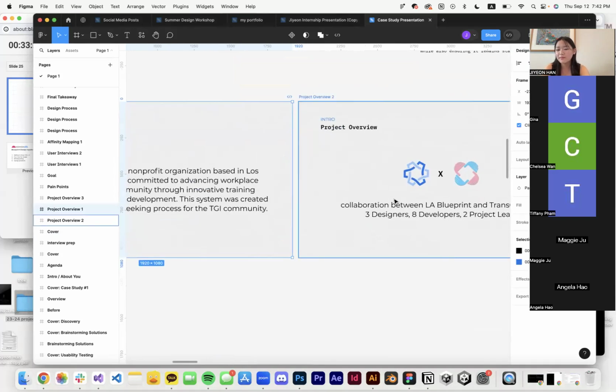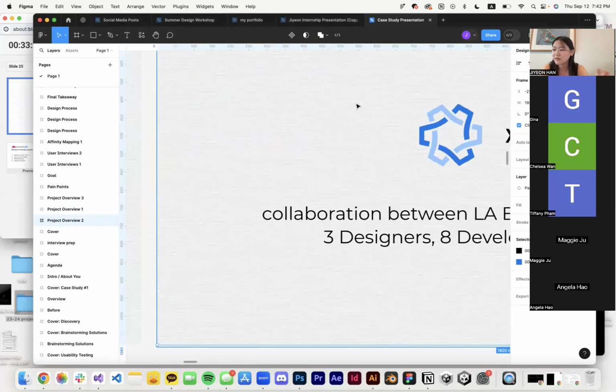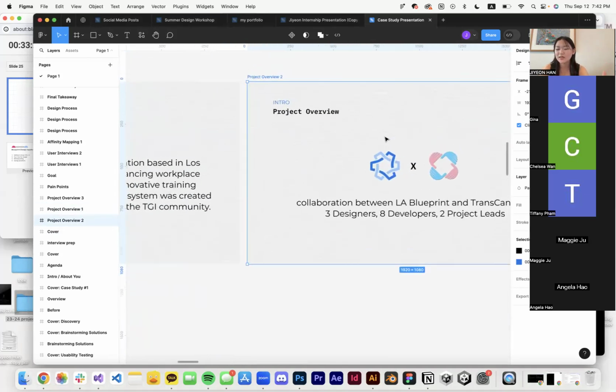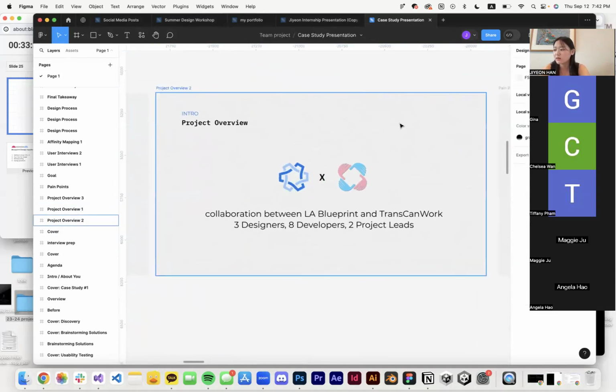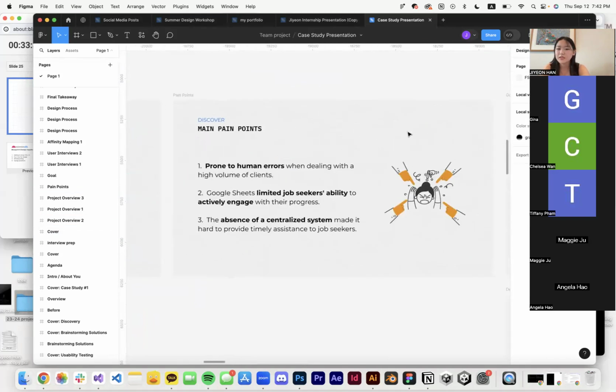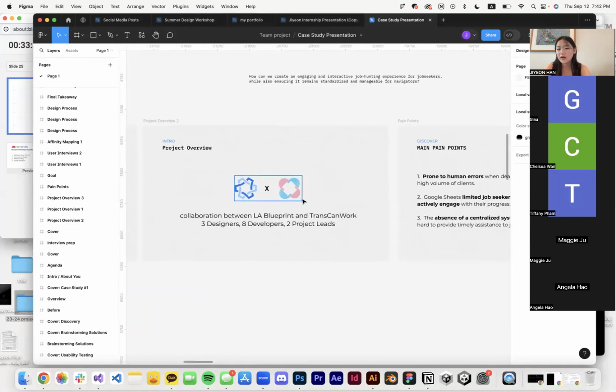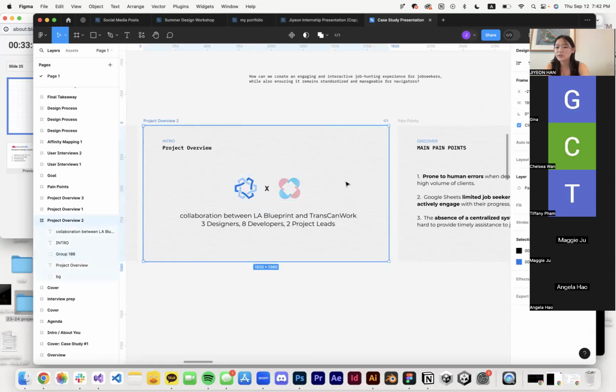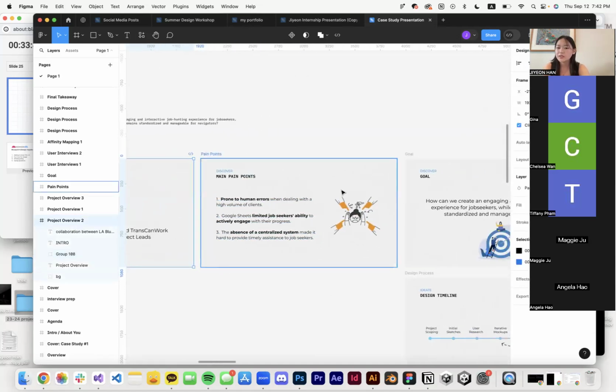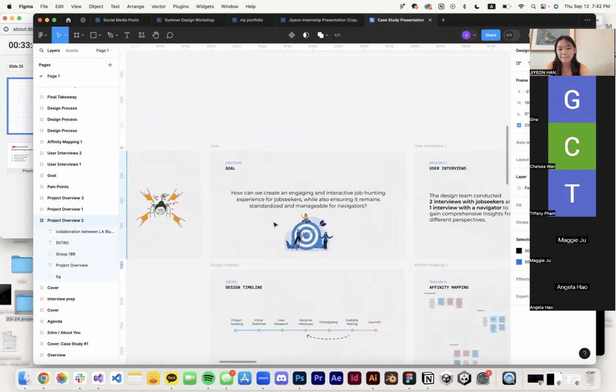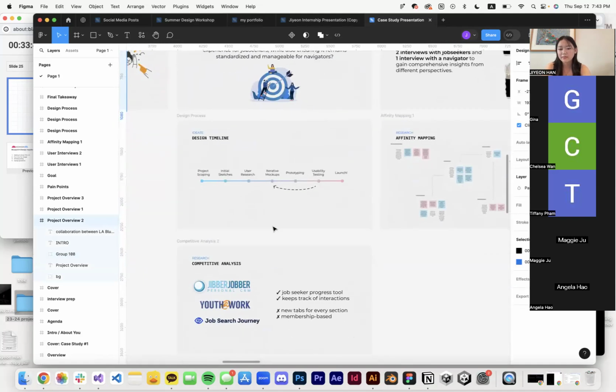Back then, my portfolio had a Canvas page to it, so I used that as my presentation background as well. Kind of introducing them to Blueprint, a reference to my resume as well. So I can talk to them about what Blueprint is, and then also introduce them to Trans Can Work, the project I worked on. Introducing them to the pain points, the goal, timeline.